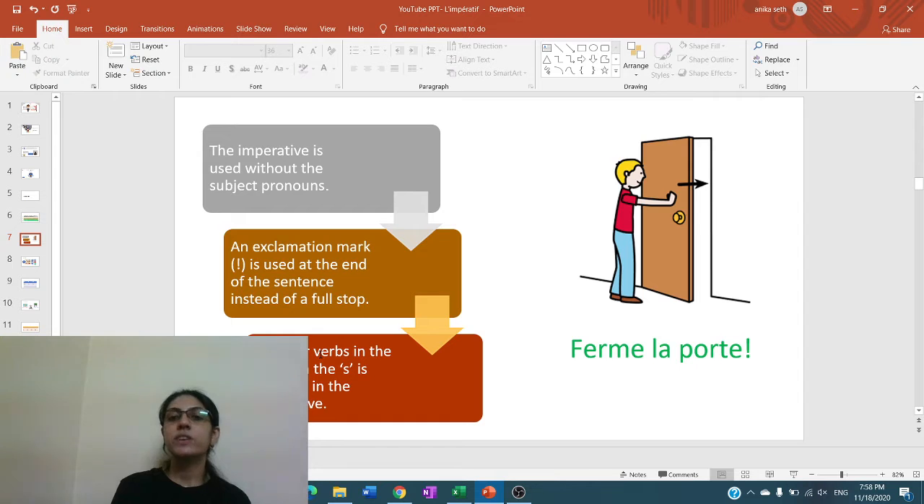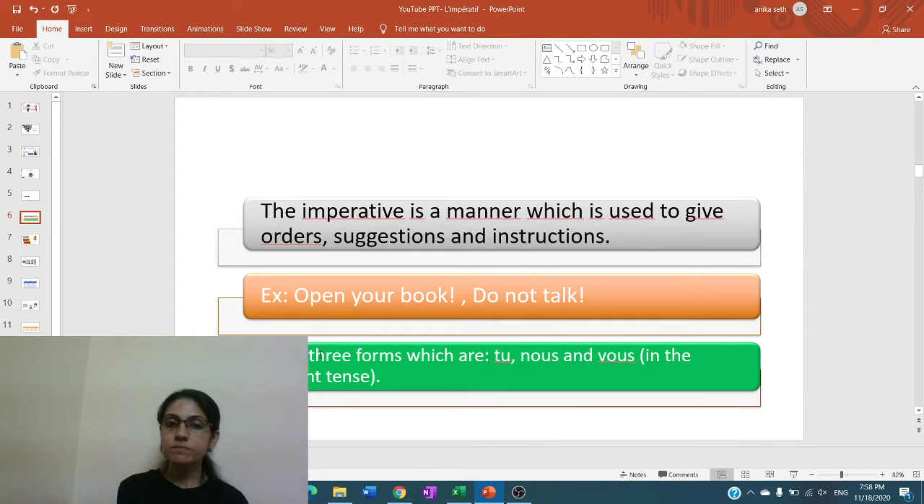Right? So what we have discussed till now are the rules of the imperative. First thing is the meaning of the imperative tense, that it is a manner which is used to give orders, instructions, commands, or suggestions. This is the meaning of the imperative form. I gave you examples like open your book, do not talk, sit down, come here, all these kinds of instructions.